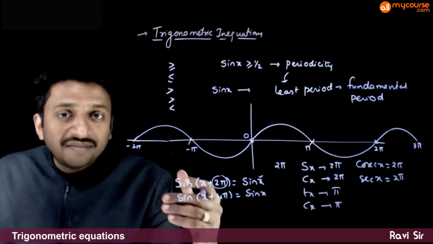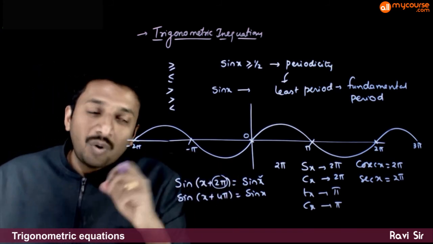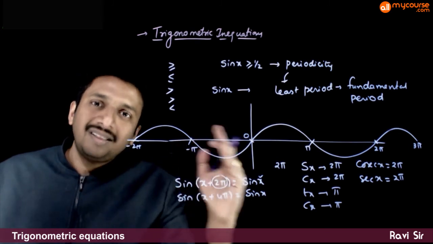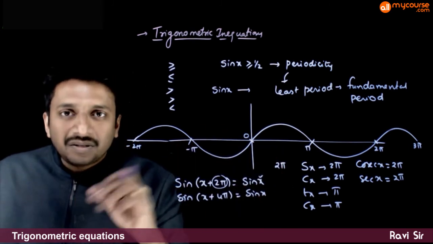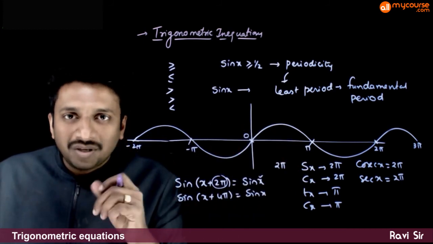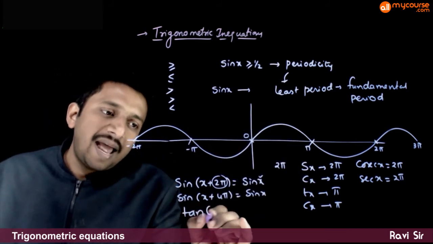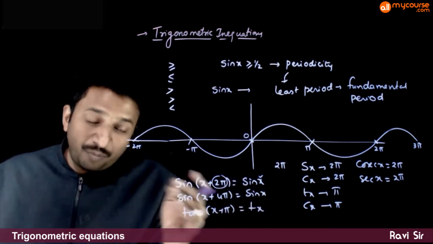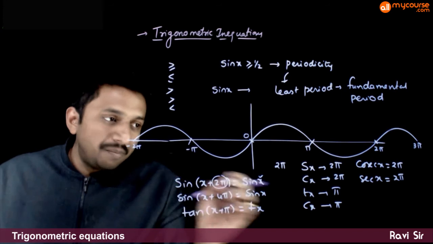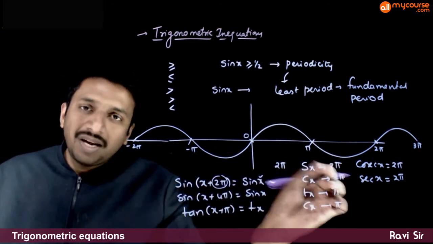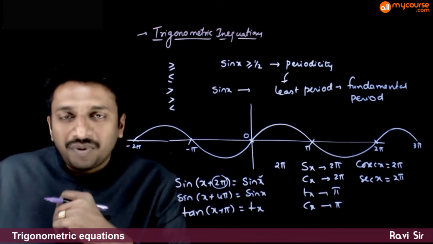You can go to the graphs and look for the fundamental period. What is the interval of tan x which you need to take such that the graph repeats itself? The graph of tan x repeats itself after every pi units. That is, tan of x plus pi is equal to tan x. So if pi is a period, 2 pi is obviously a period, but pi is the fundamental period. But for sine, cos, cosecant and secant, 2 pi is the fundamental period.